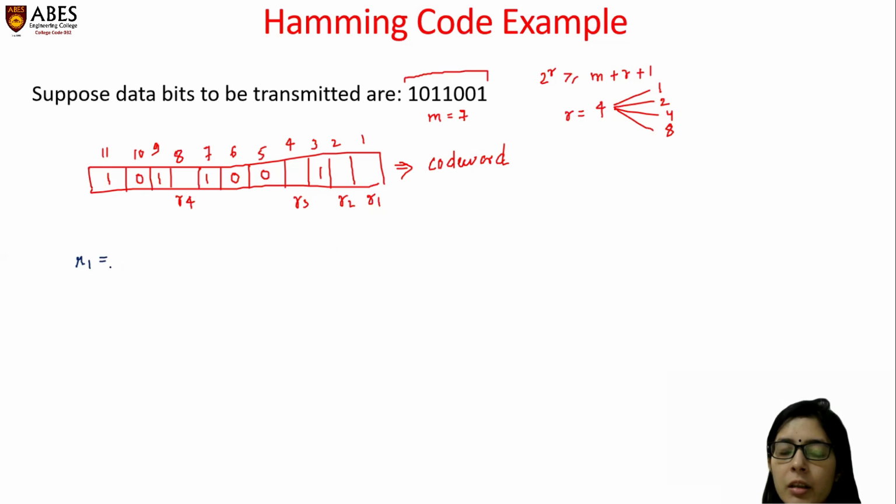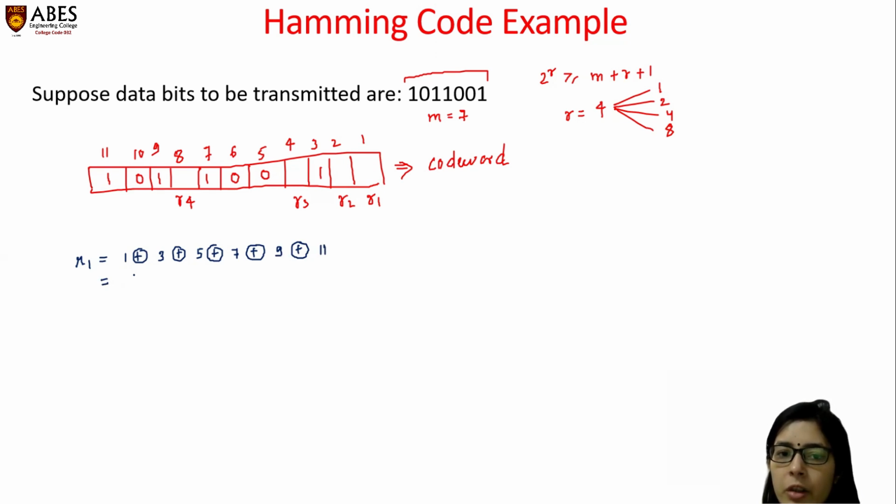So for calculating the value of this redundant bit 1, we will start with 1, and then we will skip one value and then 3, then we will skip 4 and then 5, then we will skip 6 and then 7, then we will skip 8 and then 9, then we will skip 10 and then 11. So we have till 11 only in the code word, so we will move till 11.